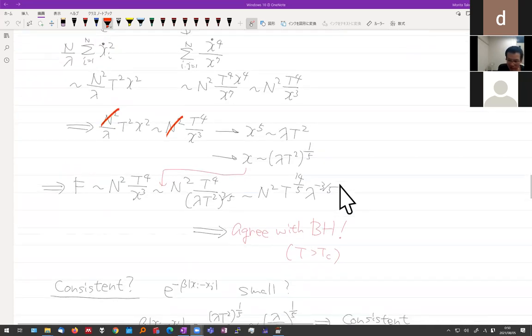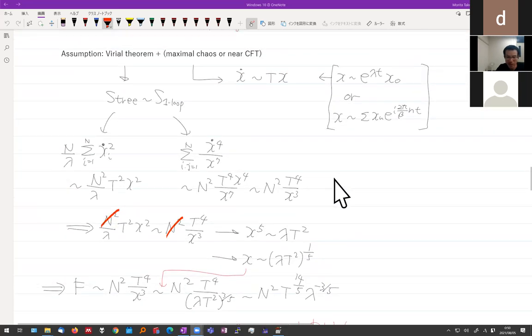Can I have a comment? Maybe the question has to do with the following: your entire setup is very good when you have these branes which are far from each other. But a black hole is more like a bound state of these branes. So I think maybe these are different kinds of states. They might have the same kind of scaling. Yeah.